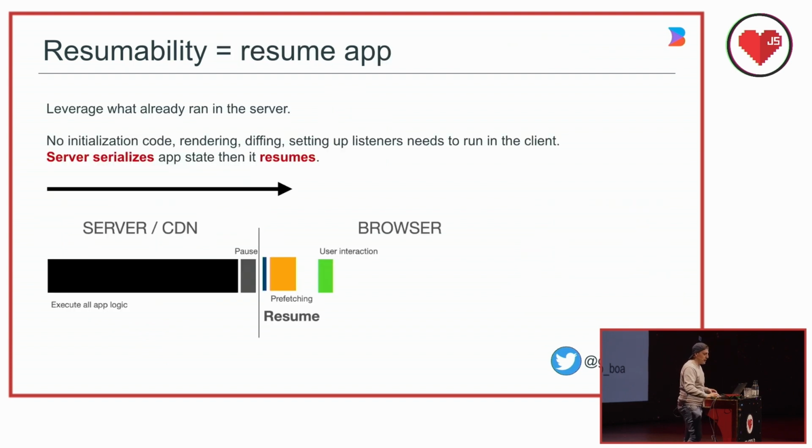And this is a little chart that shows that we are executing all the logic on the server. Then we pause the state. We can cache everything in the CDN. And then we are shipping this HTML and CSS to the browser. And then only if the user interacts with the page, we are paying the execution of the JavaScript.